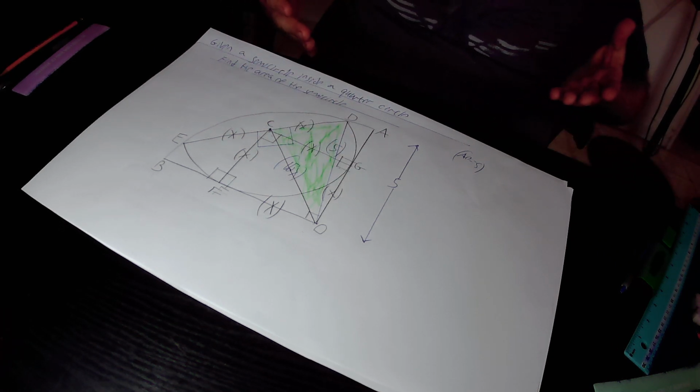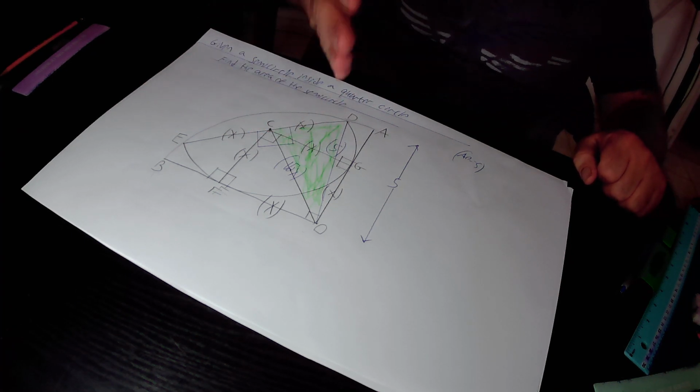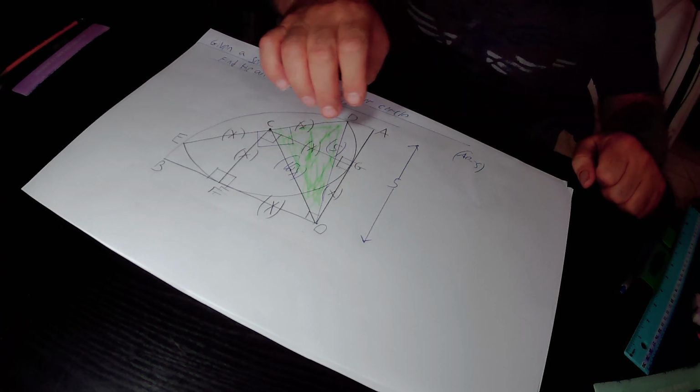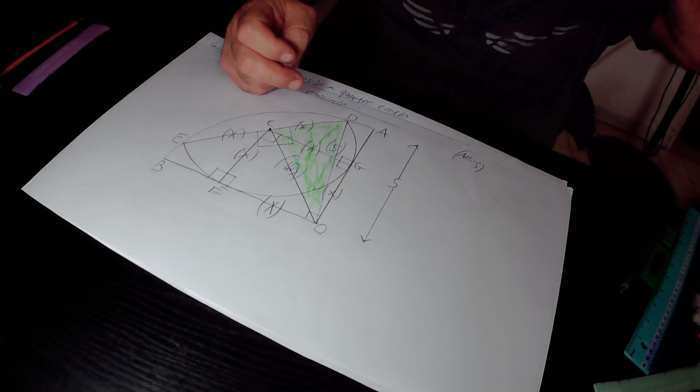In conclusion, we found out that quadrilateral CGFO is not just a rectangle but a square, because all of its sides are equal to each other. Each side of this square is equal to x. Okay.